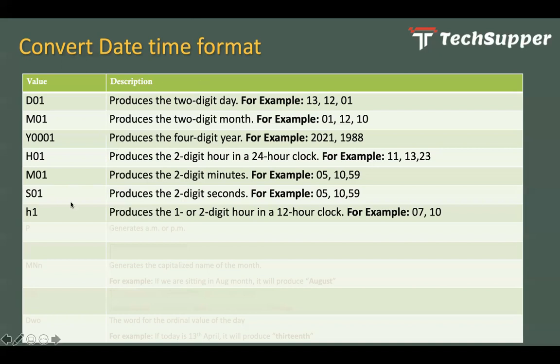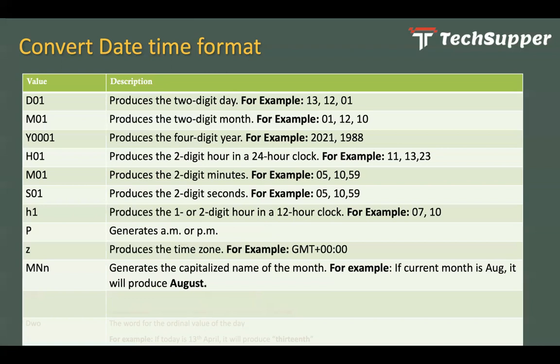So here you see, I have given you a keyword which gives you the time in 24 hours. But if you use H1, it will give you the hours in a 12-hour clock. Then you also need to get AM or PM. For this, you will use capital P, which will generate AM or PM as per the current date and time. Z produces the time zone, for example GMT plus 00:00.